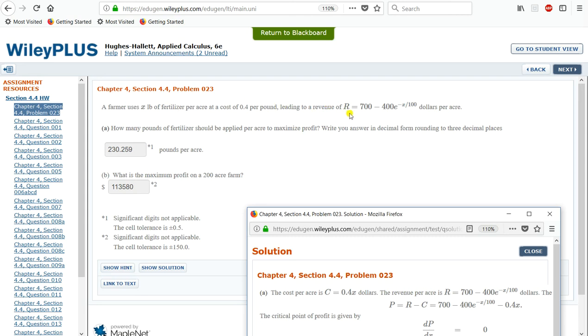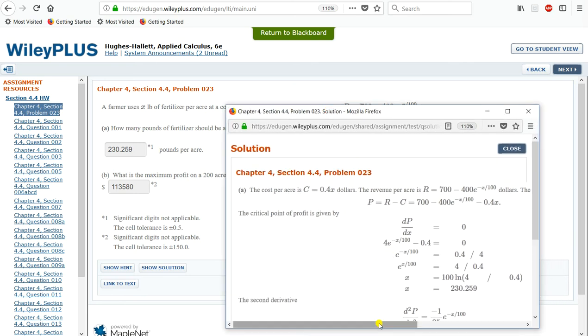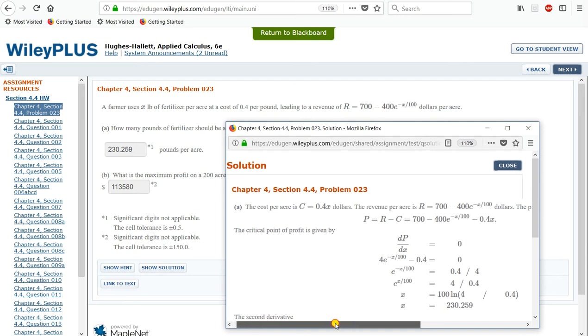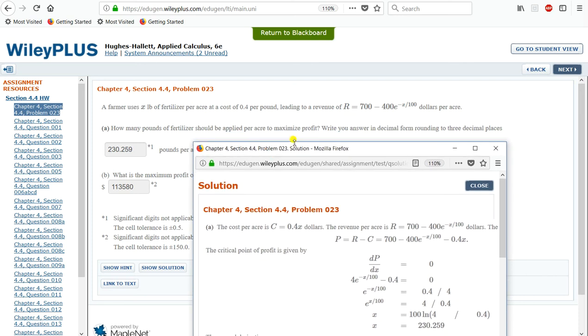So we are given the revenue equation for some farmer, and we are asked how many pounds of fertilizer should be applied per acre to maximize the profits. In order to find how many pounds, the first thing is we are given the cost, we are given the revenue equations. Now you just need to find the profits because they ask you for the profits.